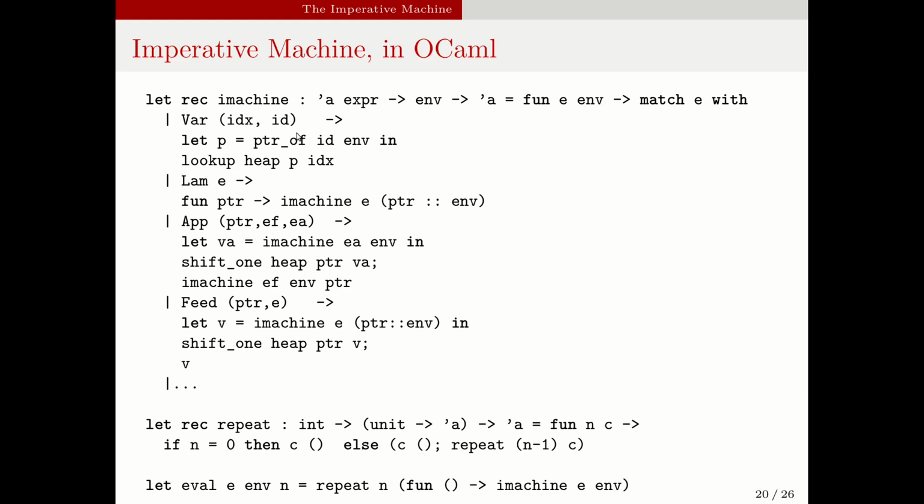For example, for the lambda case, it's going to return a function that takes a pointer, puts the pointer in the environment, and evaluates the expression E. For variables, it's going to look up the corresponding pointer in the environment, and then from the pointer look up the heap. And for application, this is much more interesting now. As you remember from the updated syntax, we have a pointer for every application node, and what we are first going to do is compute the current value for the argument expression in A, and then we're going to shift the buffer that we're memoizing.